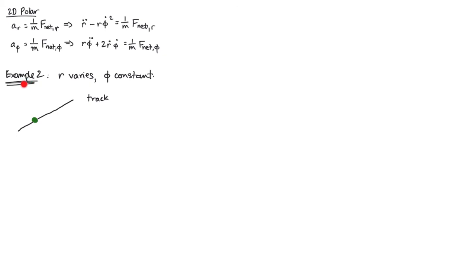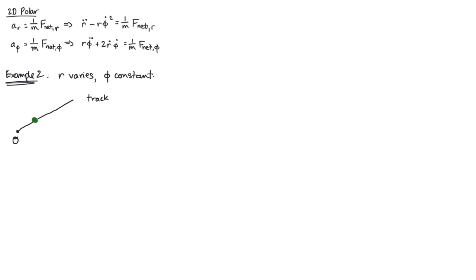Okay, for our next example, let's allow r to vary, but phi be constant. So you can almost imagine like a roller coaster track or some rigid track, and we have an object, a car or a bead, that's forced to drive along that track. So the angle with respect to the horizontal never changes, but the position along the track can change. So we could put, for example, an origin here. So the bead is allowed to move away or towards the origin.